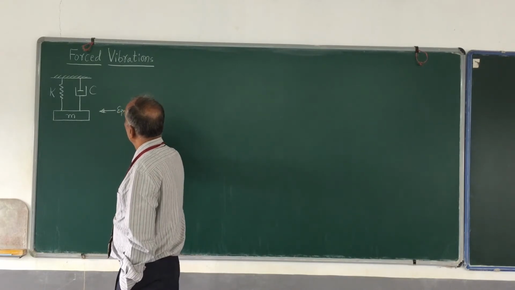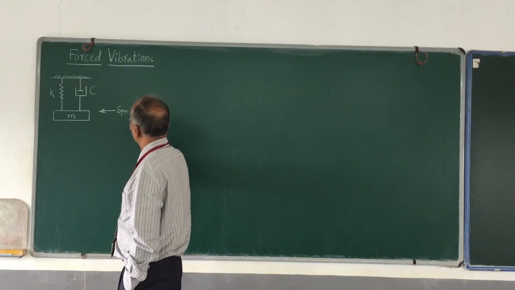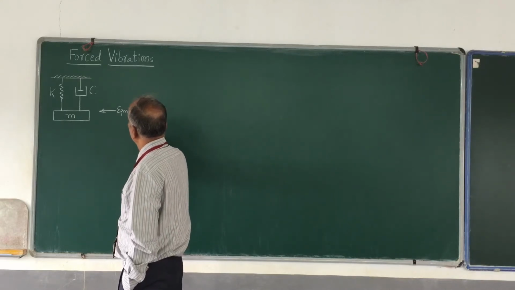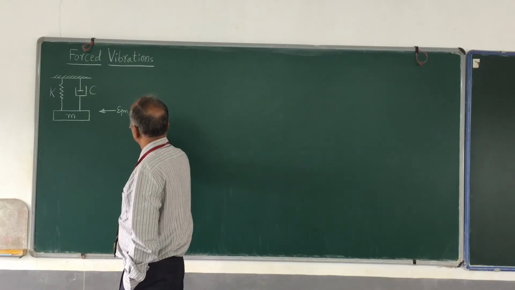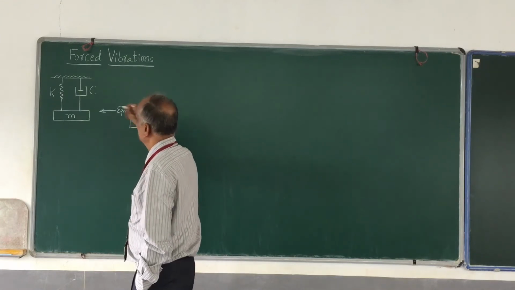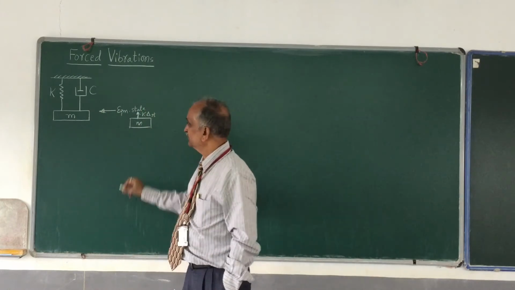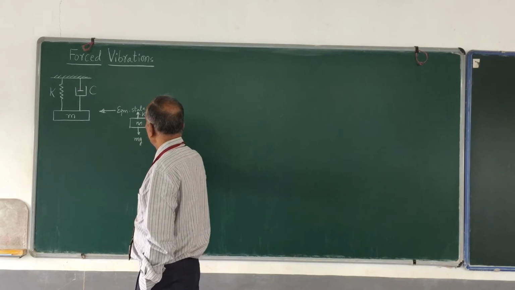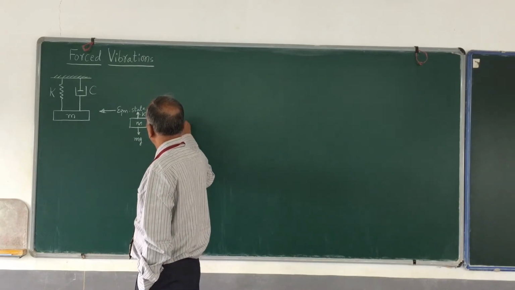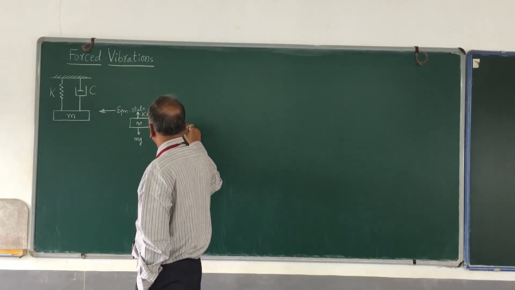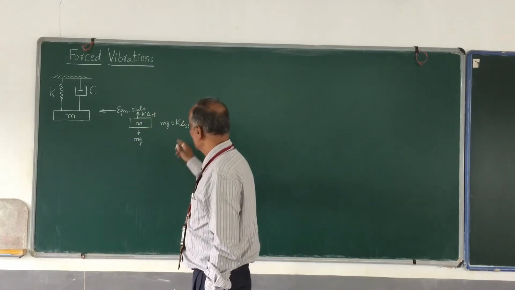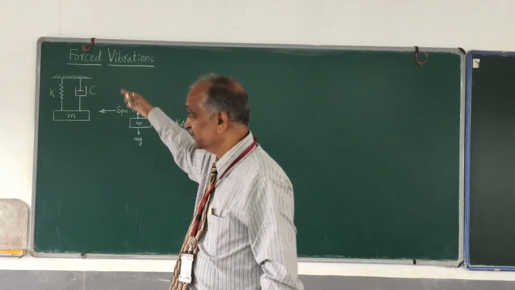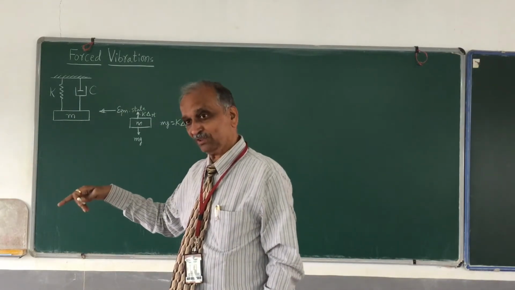Let me draw the free body diagram of this. The mass is subjected to a force K into delta ST, where delta ST is the static deflection, and the mass is subjected to a weight mg, and therefore we know that mg is equal to K into delta ST. So delta ST, please remember, it is delta ST. I shall have a suffix ST a little later.